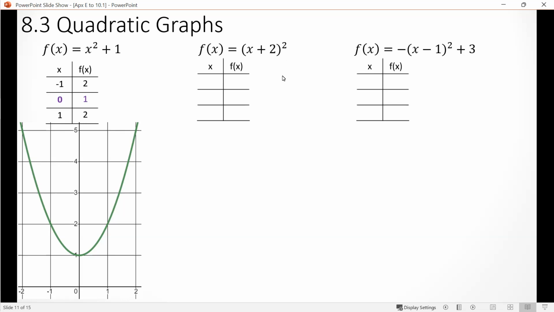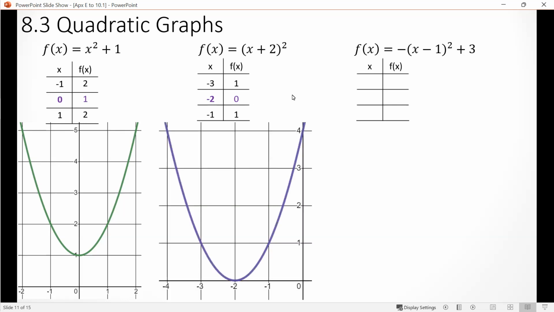So we want to make sure that we include x as -2 in our table. And then we want to pick points on either side of it. So here I picked -3, -2, and -1. When I plug those values in, you can see that when x is -2, that is the lowest point on our parabola. And we can graph it, and it looks like this with the vertex at x is -2, y is 0.